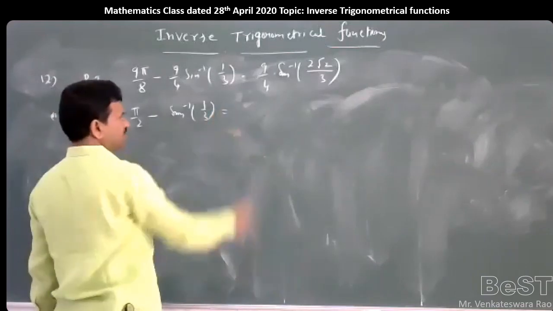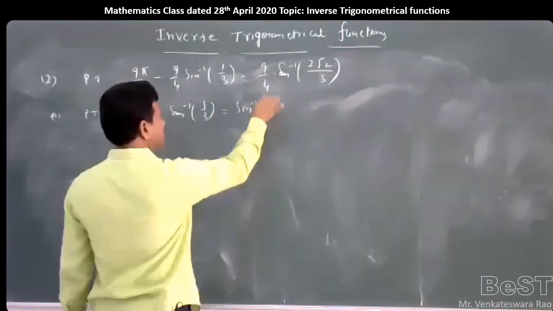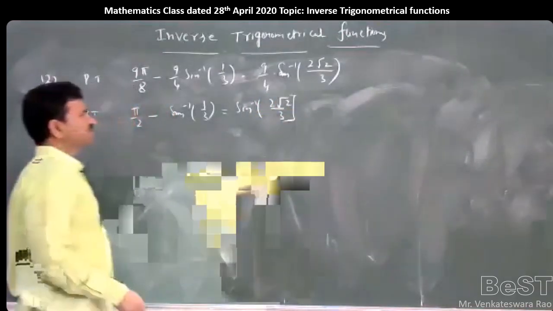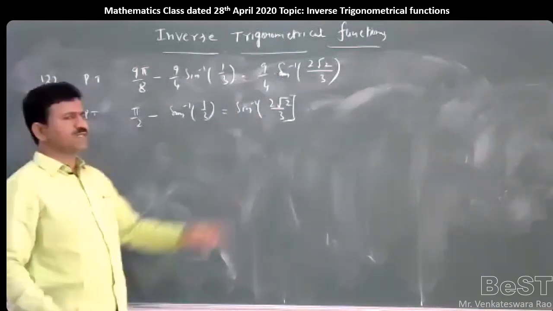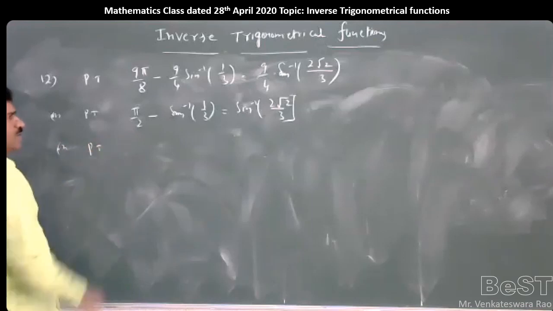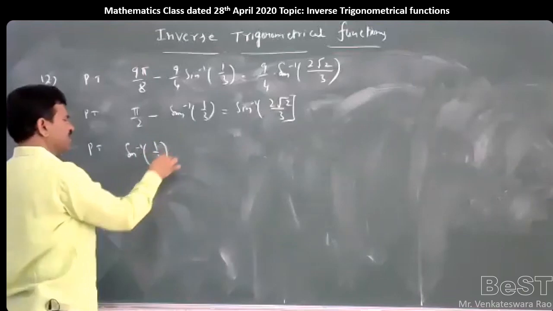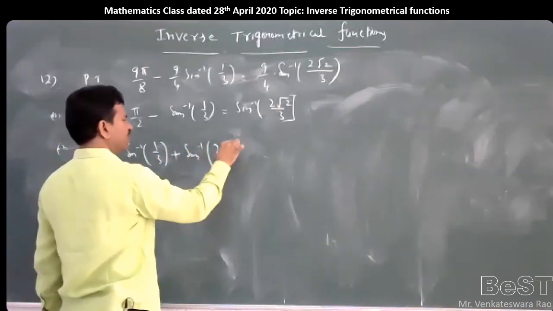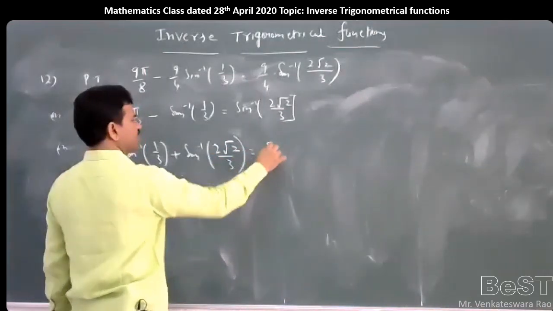This is equal to sine inverse of 2 root 2 by 3. Now this is easy for you. Sending this minus sine inverse 1 by 3 to the right side, we will prove that sine inverse of 1 by 3 plus sine inverse of 2 root 2 by 3 is equal to pi by 2.